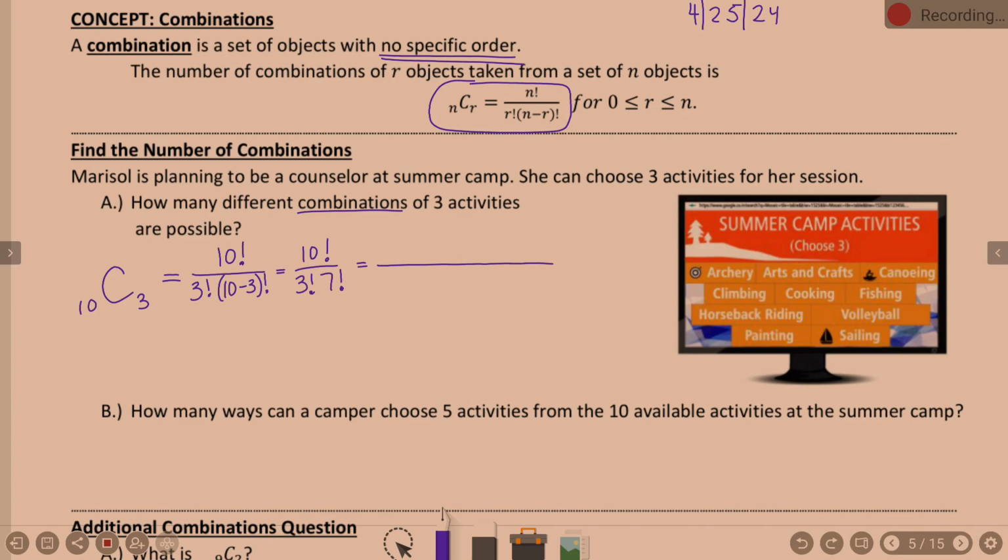What does 10 factorial mean again? Okay. 10, 9, 8, 7, 6, 5, 4, 3, 2, 1. All multiplied, of course. Okay, what does 3 factorial mean? Three times 2 times 1. And 7 factorial? 7, 6, 5, 4, 3, 2, 1.